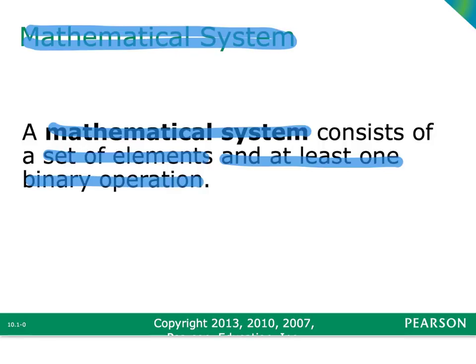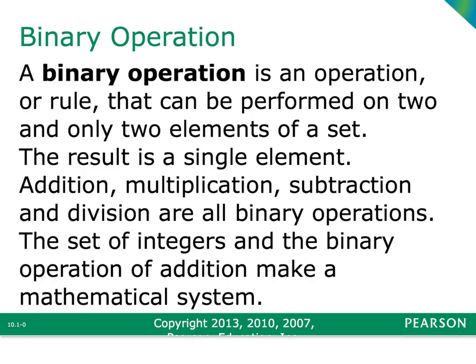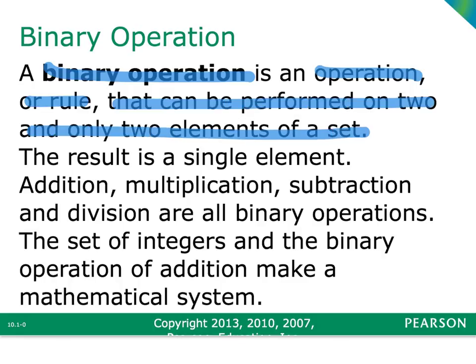So let's define what that means. A binary operation is an operation or a rule that can be performed on two and only two elements of a set, and then the result is a single element. So think of addition. We take two elements and add them, like 2 plus 3 equals 5. We get one element back.